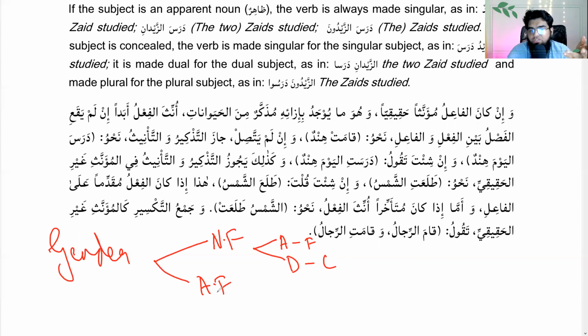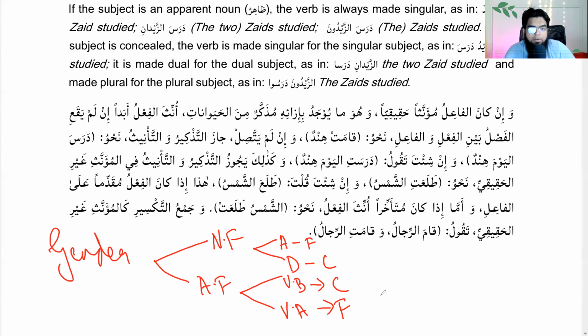If it is artificial feminine, you have to ask two questions again. Is the verb coming before? If the verb is before, you have a choice again: طلعت الشمس or طلع الشمس. If the verb is coming after, then feminine all the time. الشمس طلعت. Because it has to go back to something, right? So you cannot use masculine after that.